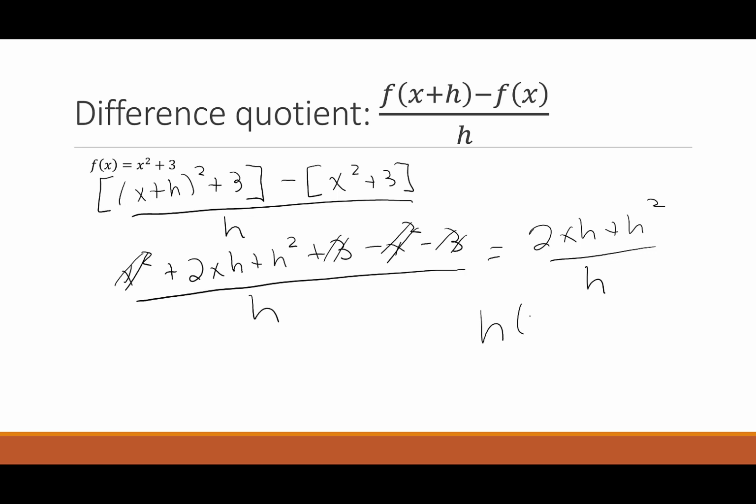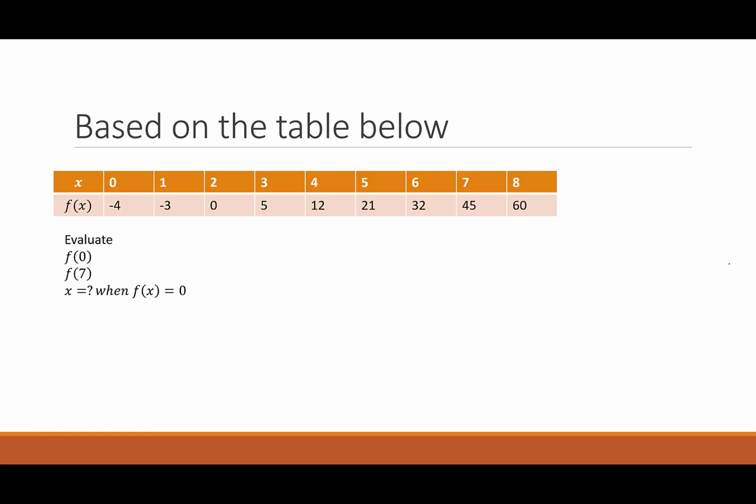So let's factor out an h. I have h times (2x plus h) over h. That's a better way to cancel, that way you don't forget one of them. And our answer is 2x plus h. Again, it got a lot smaller once we went through all of our steps. So let's go back to a table and do some evaluation that way as well.